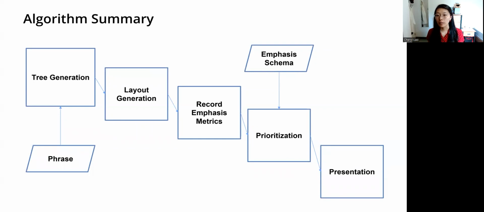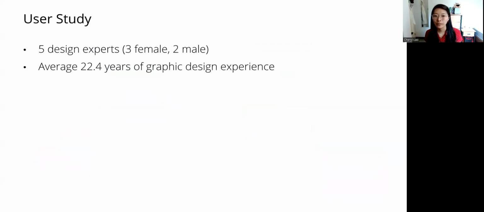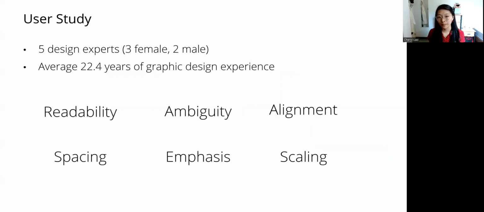We implemented the algorithm as a processing sketch that outputs the top few emphasis matches as SVGs that designers can further edit in another design program. So to evaluate our tool and to learn more about how graphic designers think, we conducted interviews with 5 design experts with an average of 22.4 years of graphic design experience. And we also analyzed their comments for 6 main themes. Our study started off with 2 different priming tasks to get the designers thinking about these themes, and then ended with a free design task.